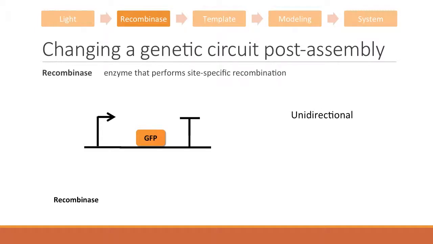There are some really nice things about using a recombinase to change the DNA strand inside the cell. First of all, it's unidirectional. After the recombinase chops out that operator, the operator won't be able to insert itself back into that strand of DNA ever. Second of all, it's permanent.